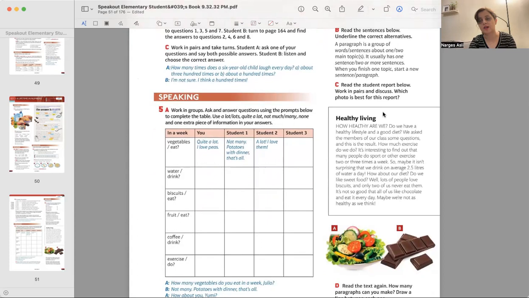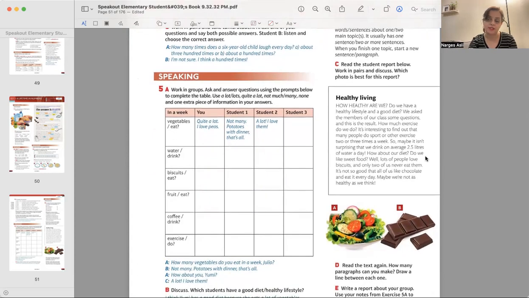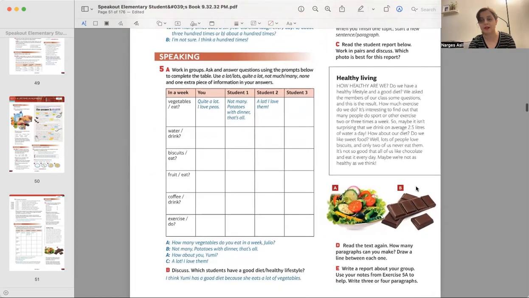Read the student report below. Work in pairs and discuss which photo is best for this report. Healthy living. It says read the report below, it's one paragraph, and discuss together. What photo is best for this report? Which photo is best for this report? How healthy are we?